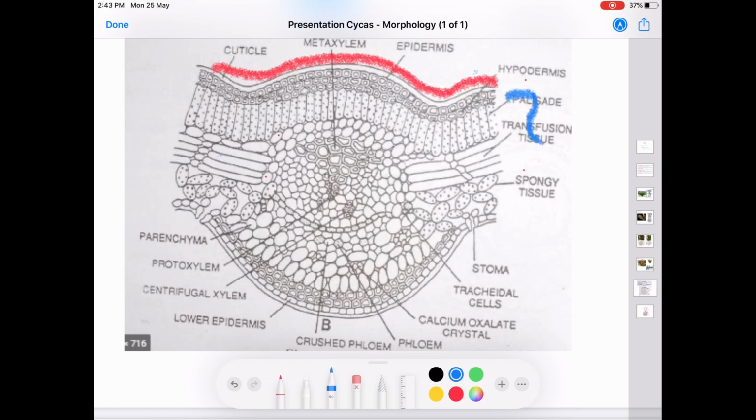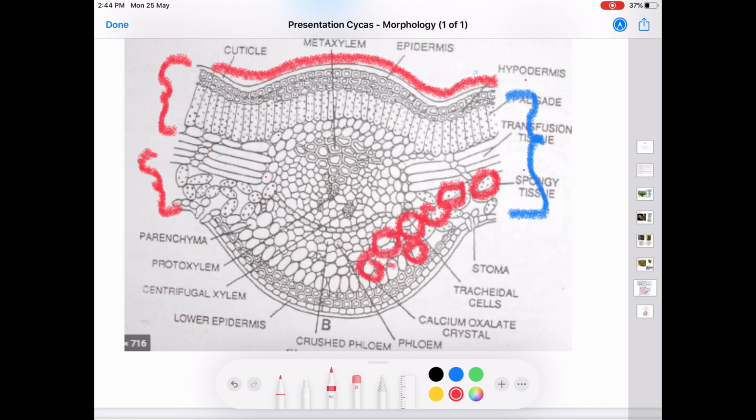Just below the hypodermis is the mesophyll tissue. The mesophyll tissue is differentiated into upper palisade and lower spongy. The palisade cells are pillar-like and compactly arranged and will be single-layered. It carries chlorenchyma and are photosynthetic in function. The spongy tissue consists of parenchymatous cells which are loosely packed with the intercellular spaces and are seen just above the lower epidermis. The central region is occupied by the vascular bundle.